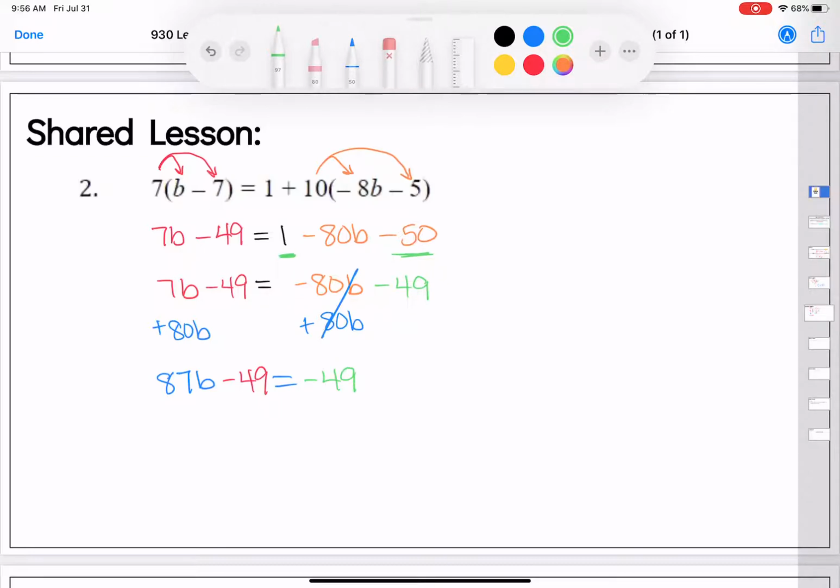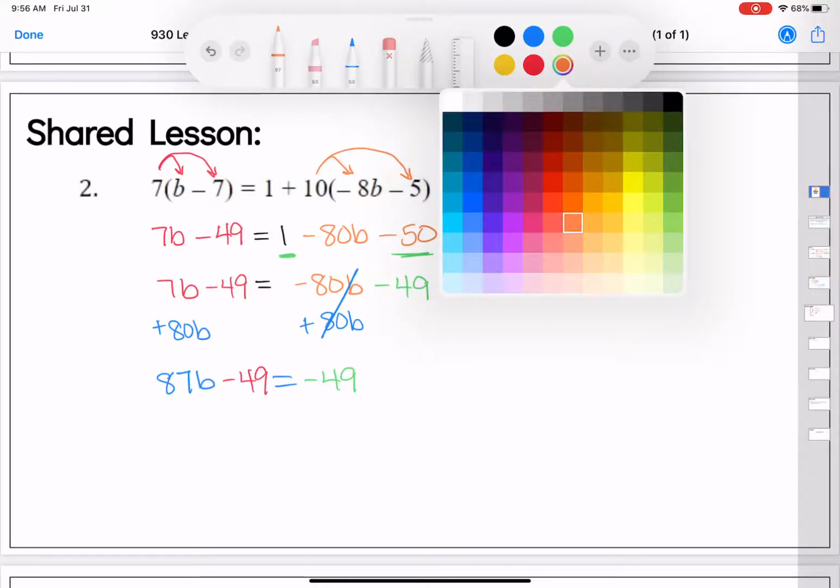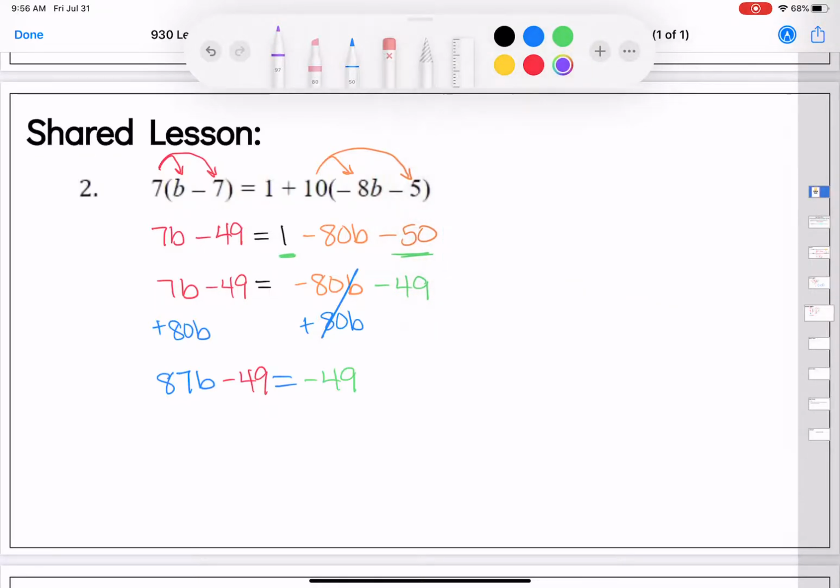Okay, so I've got my b's to the left. That means I need to move my plain old numbers to the right. So I am going to add 49 to both sides. So here, negative 49, positive 49 cancel out. Over here, oh, they also cancel out. Now this is tricky because there is nothing left over here on the right. There's absolutely nothing. How do I write nothing in math? I write it with a 0, right?